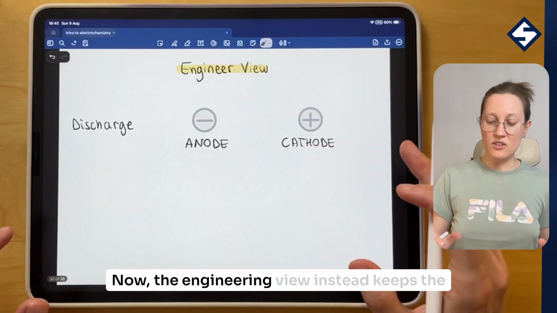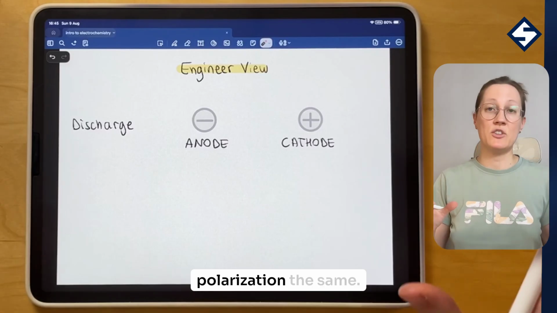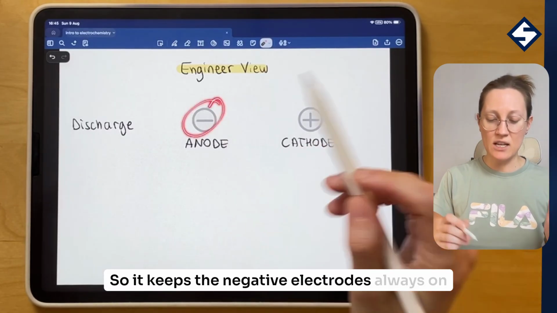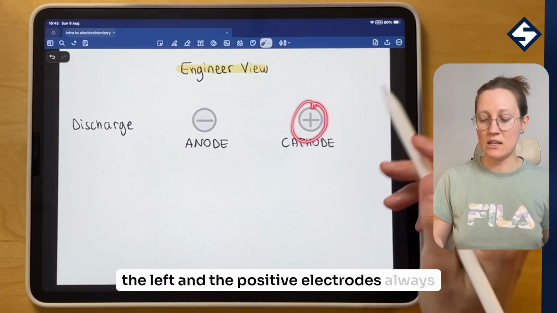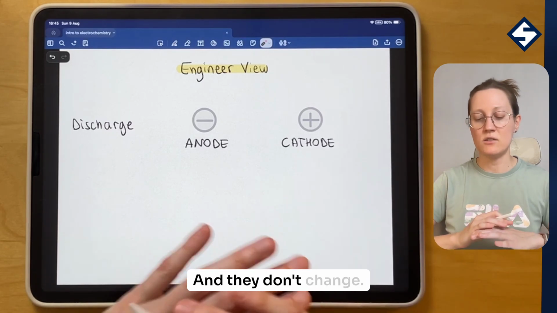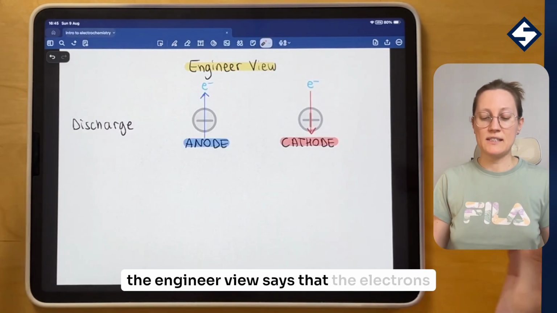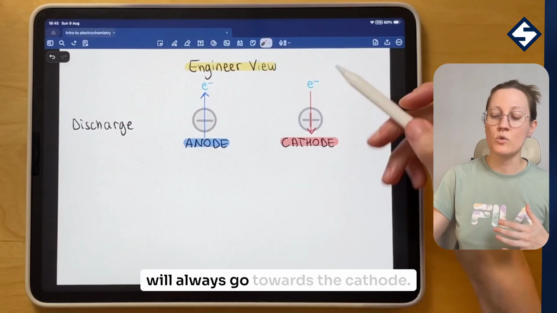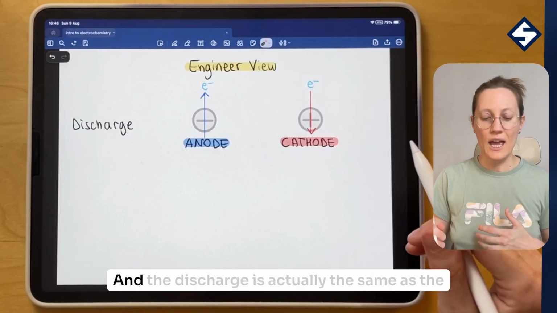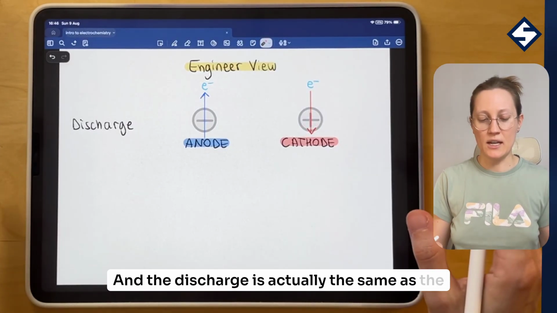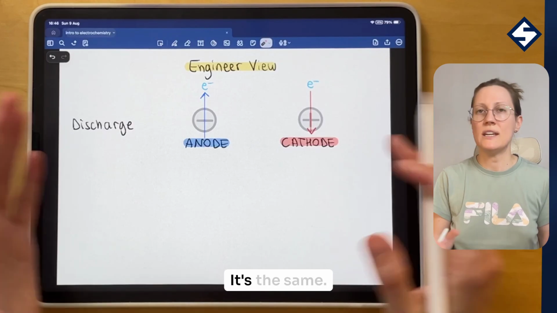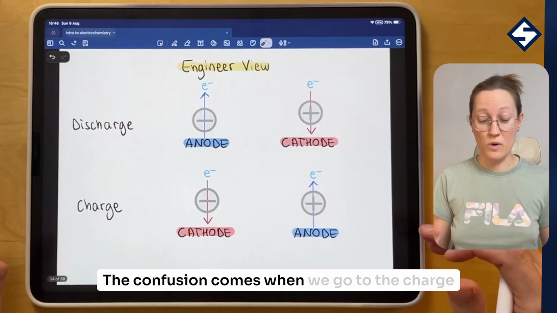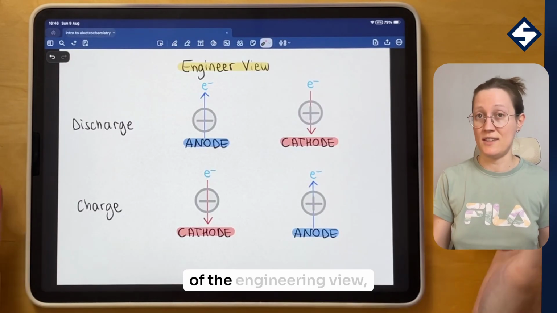Now, the engineering view instead keeps the polarization the same. So it keeps the negative electrodes always on the left and the positive electrodes always on the right. And they don't change. The engineering view says that the electrons will always go away from the anode and they will always go towards the cathode. And the discharge is actually the same as the chemical view. It's the same. The confusion comes when we go to the charge of the engineering view.